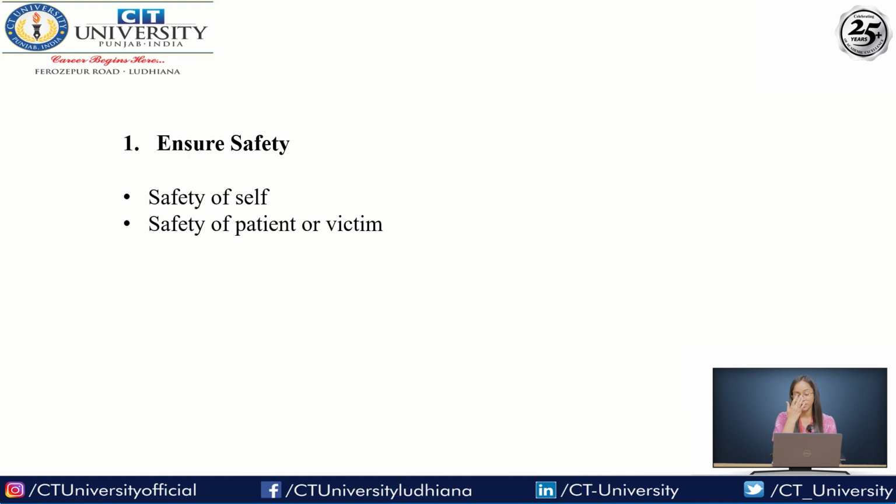Now, the number one step is to ensure safety: safety of yourself and safety of the patient or victim. Let's say someone collapsed in the neighborhood, or somebody drowned in water, and you don't know how to swim. First of all, you have to save yourself before saving somebody's life. So ensuring the safety of both yourself as well as the victim is the most important thing. Scene safety should be the first priority.